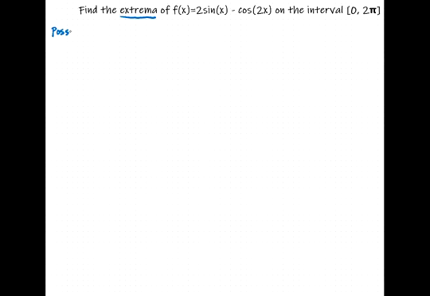So these extrema, let's say possible locations of the extrema on a closed interval. So here we have the closed interval 0 to 2 pi. So extrema could happen at the left endpoint, which in this case is 0. Could happen at any of the critical numbers, if there are any, or could happen at the right endpoint.